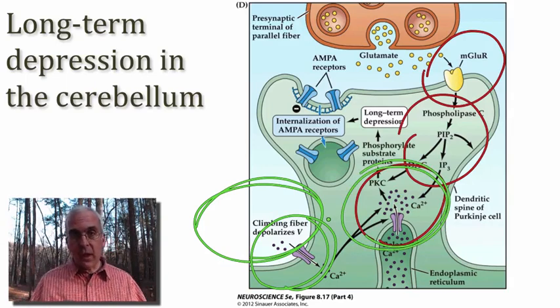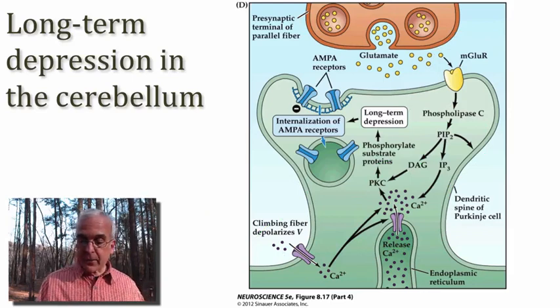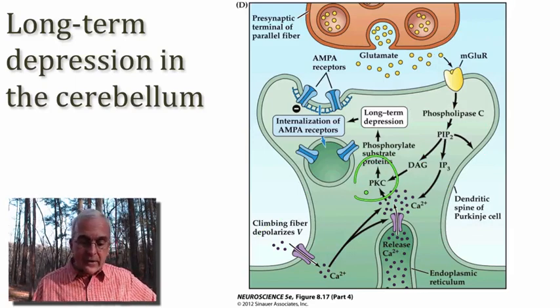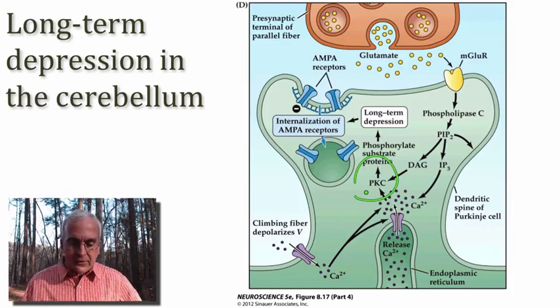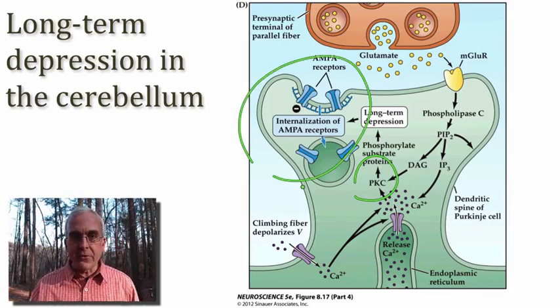And once a sufficient amount of calcium enters that spine, then yet additional second messenger systems will be engaged that lead to the activation of protein kinase C and other substrates of phosphorylation that lead to the internalization of these AMPA receptors and the reduction in synaptic strength.